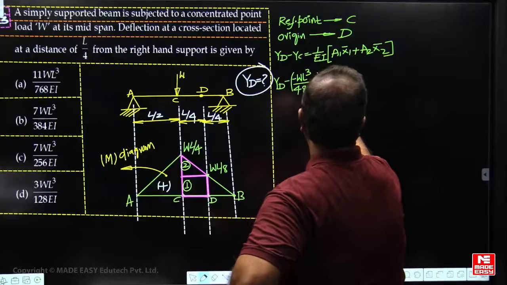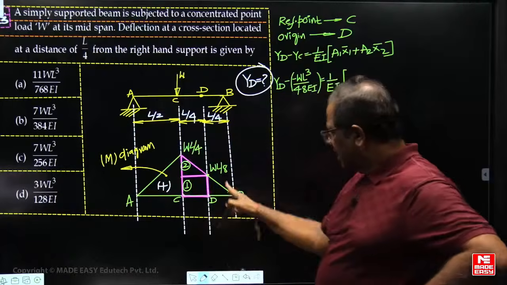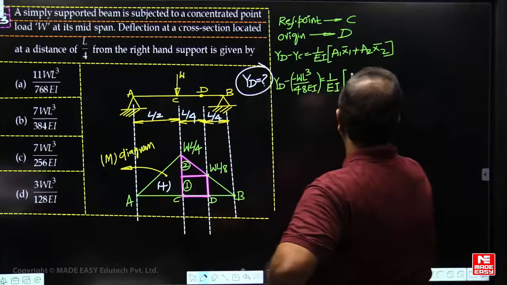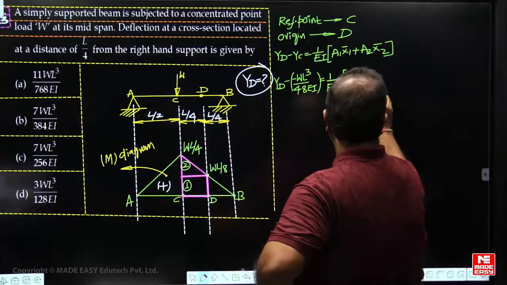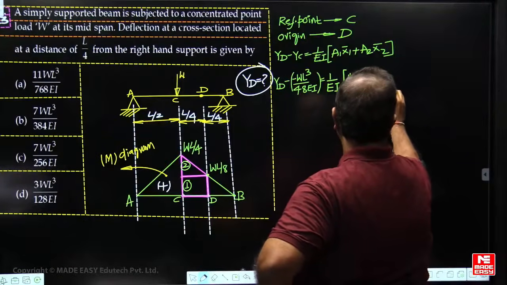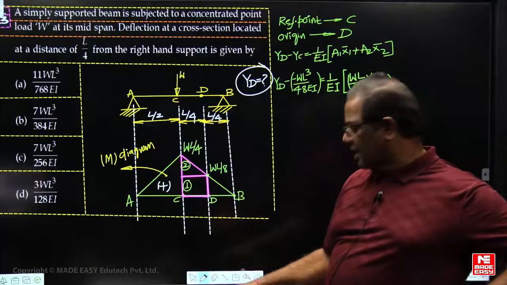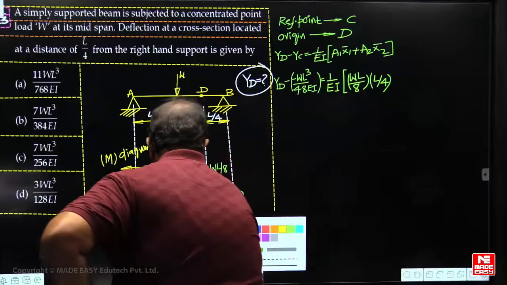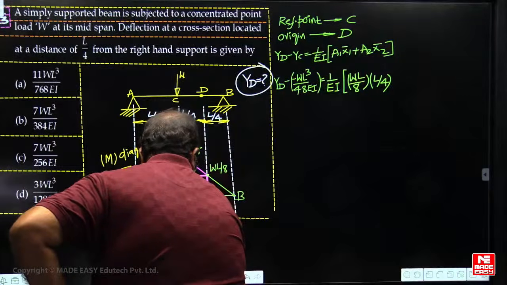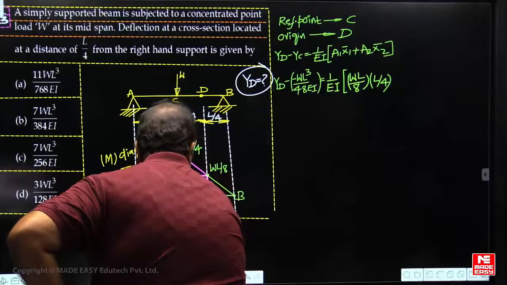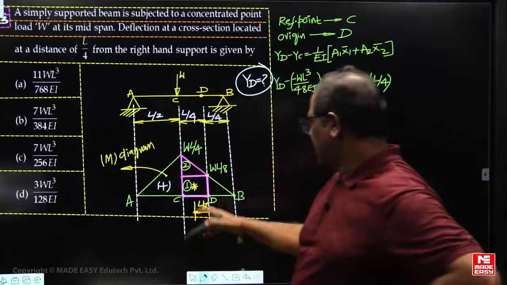One by EI. What is the area of this rectangle? And its centroid, from where do we measure it? We measure from the origin. This is x1 bar. L by 8. This is the x1 bar.